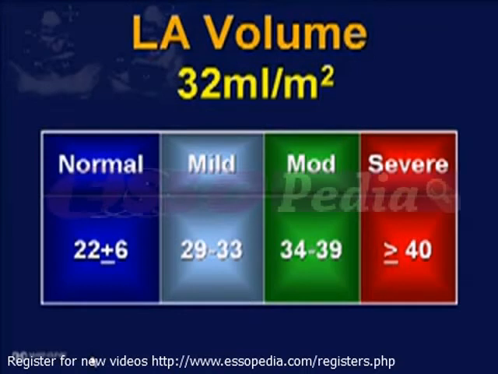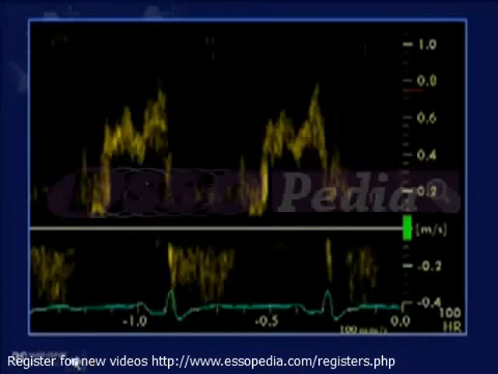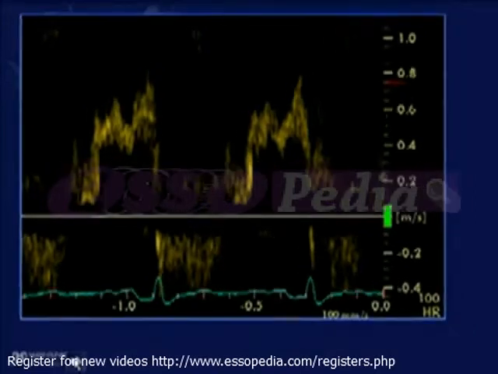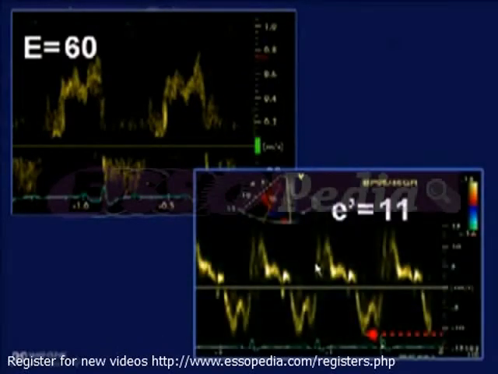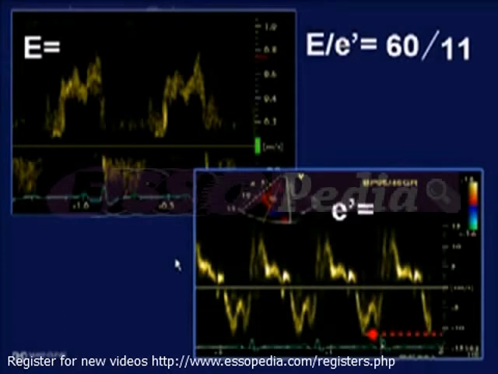But what it does not tell us is what are the filling pressures at the instant in time of our evaluation. And for this, we begin with the evaluation of key measurement number 2, looking at the mitral inflow velocity profile, and integrating this with key measurement number 3, looking at our mitral annular velocities, or E prime velocity, giving us this E over E prime ratio, where we take the 60, we divide it by 11, giving us a value of 5.5, or quite low.